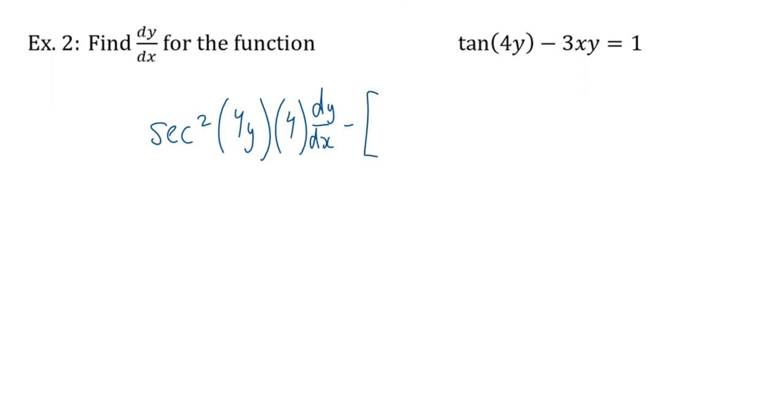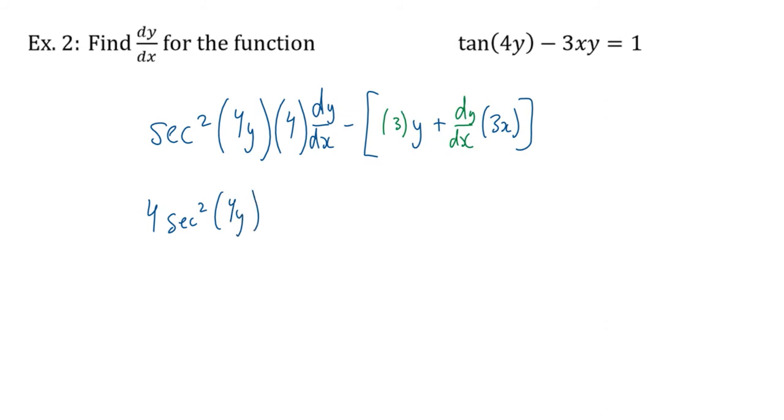Now this is product rule. So the derivative of the first thing is 3 times the second thing, which is y, plus derivative of the second thing, be careful, it's dy/dx, times the first thing, which is 3x. I left the negative all the way out front, so I'm not worrying about the negative. So I've got 4 secant squared 4y.